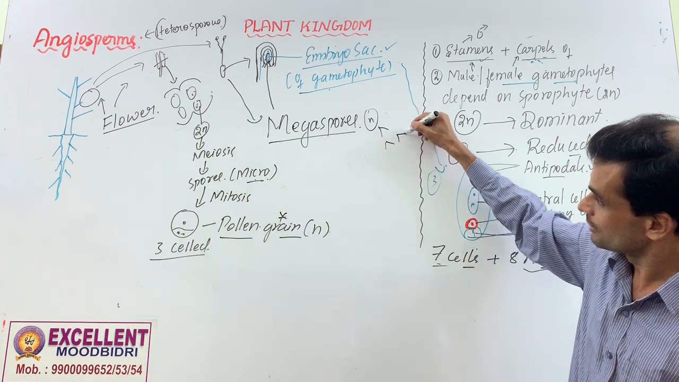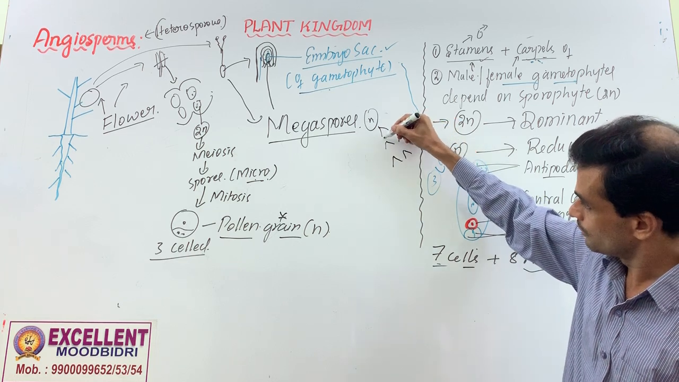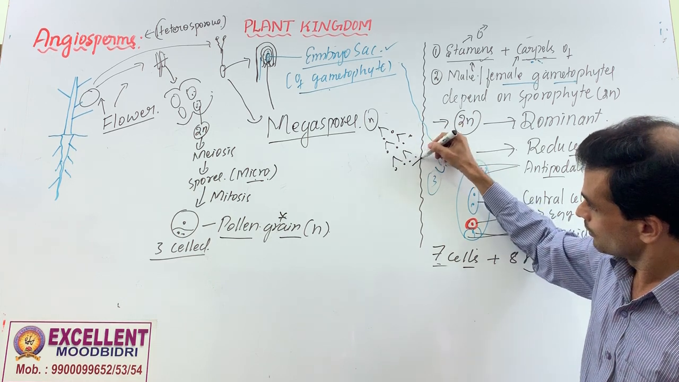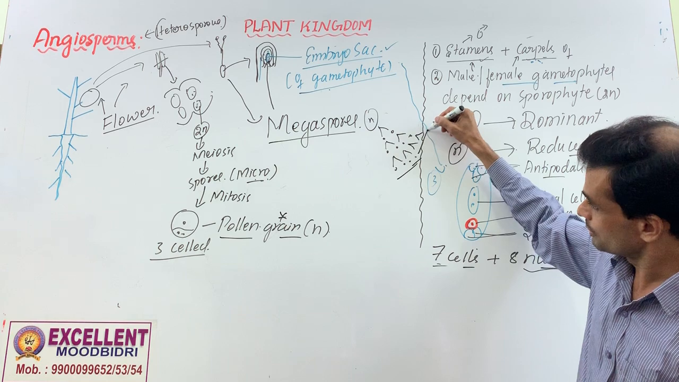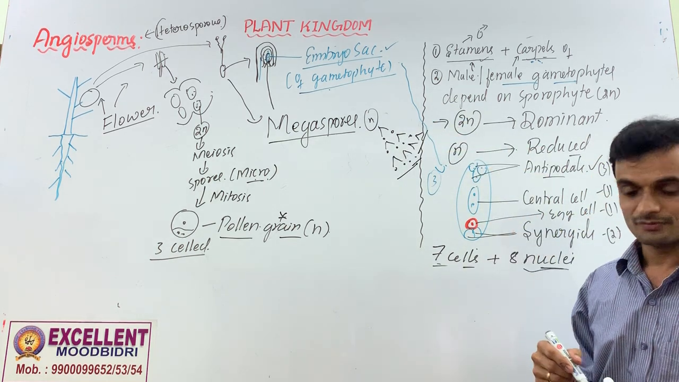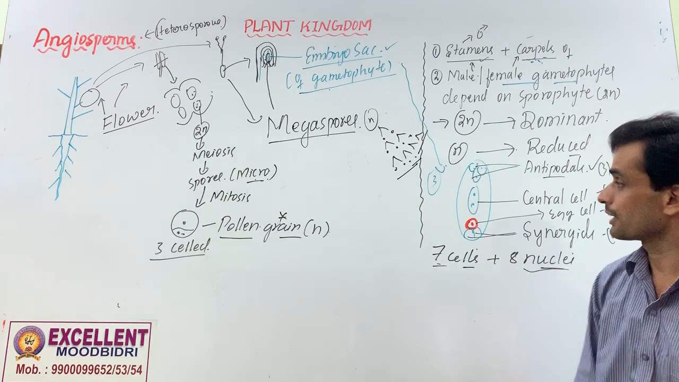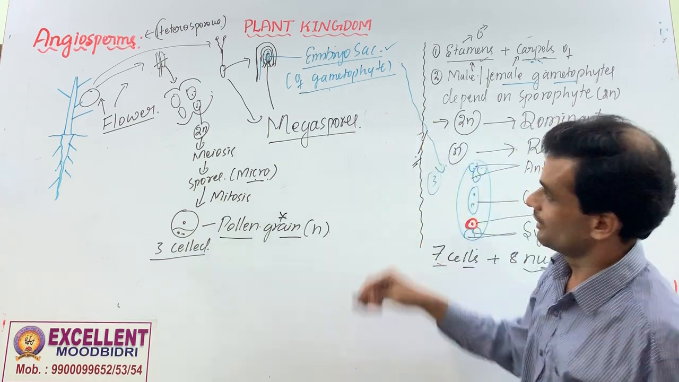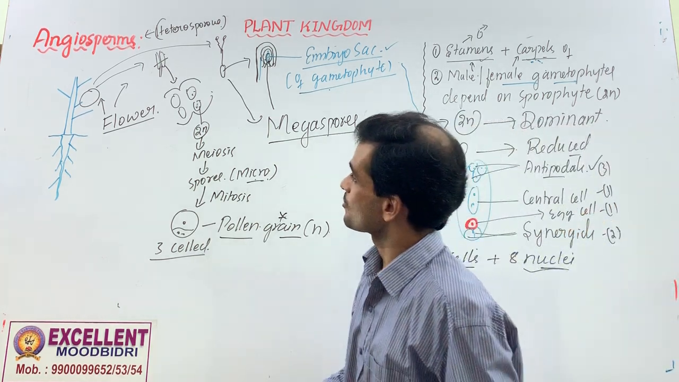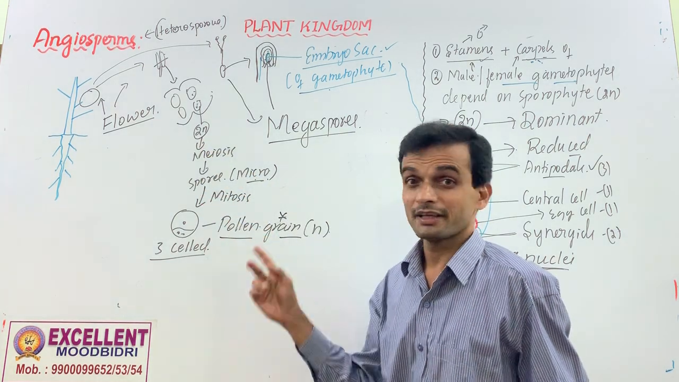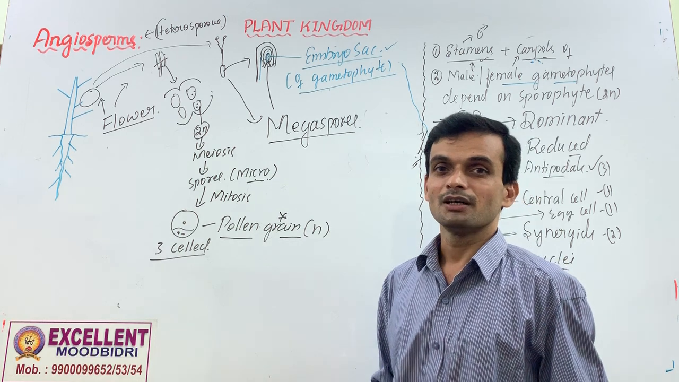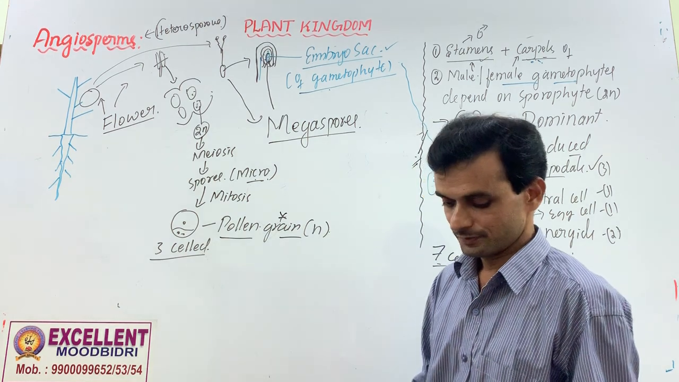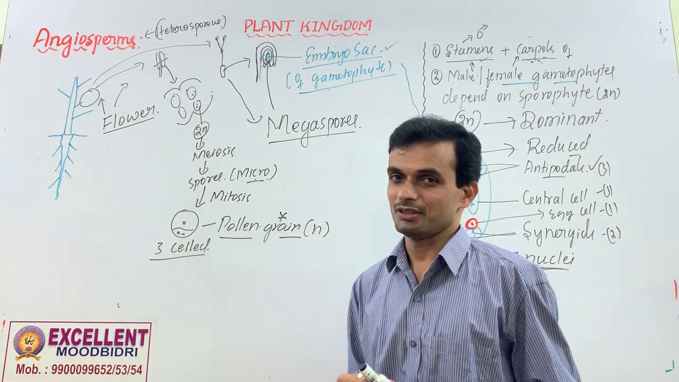Mitosis, mitosis, mitosis. 2, 4, then 2 from this, 2 from this. That means 4, 4, 8. That is the characteristic of all angiosperms. Let me go back to this point. The pollen grain is transferred to the stigma of another flower of another plant. Cross pollination. That's mostly cross pollination only.